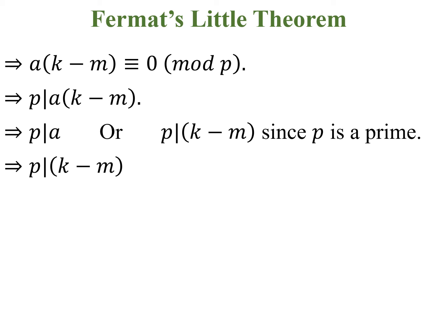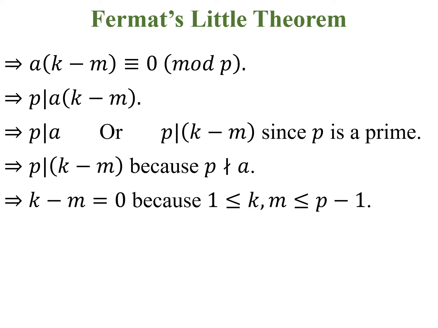But K and M are both less than P and greater than 0. So P divides K minus M if and only if K minus M itself is 0. K minus M is 0 means K is equal to M. In this way, Ka is congruent to Ma if and only if K and M are the same. That means the elements A, 2A, 3A up to P minus 1 times A are all distinct elements under the congruence modulo P.